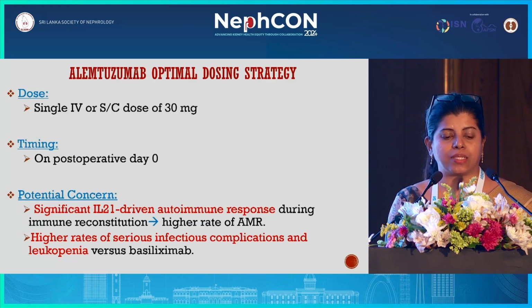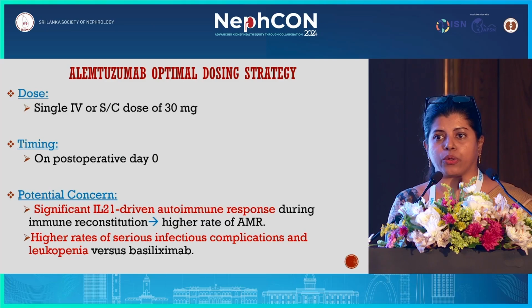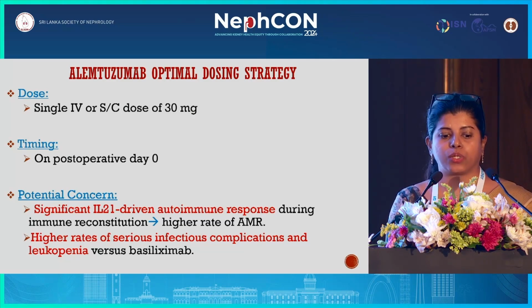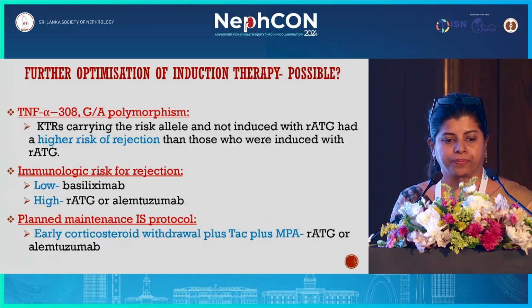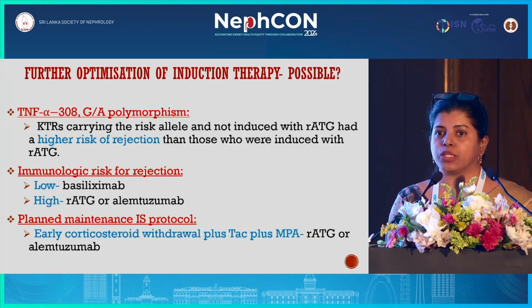The main concern with this molecule is that it causes a significant IL-21-driven autoimmune response, and this happens during the immune reconstitution phase and leads to a higher rate of antibody-mediated rejection. Also, there are higher rates of serious infectious complications and leukopenia. Any other tools that are available to further optimize induction therapy?